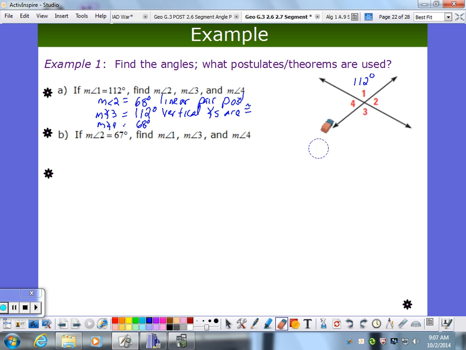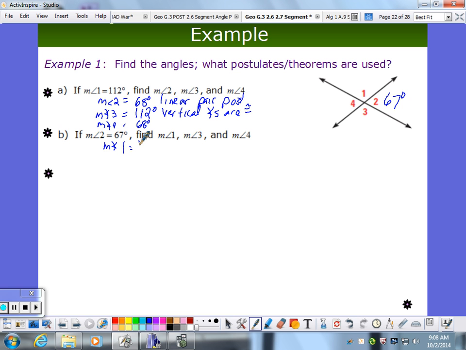So now when we get problems like this, it's like we're starting fresh each time. It's easy for me to erase. When I do problems like this, I'll draw a separate diagram for each one if I'm doing this on a piece of paper so that I can see what's happening. So now let's say the measure of this one is 67. What's the measure of angle 1? Amanda?